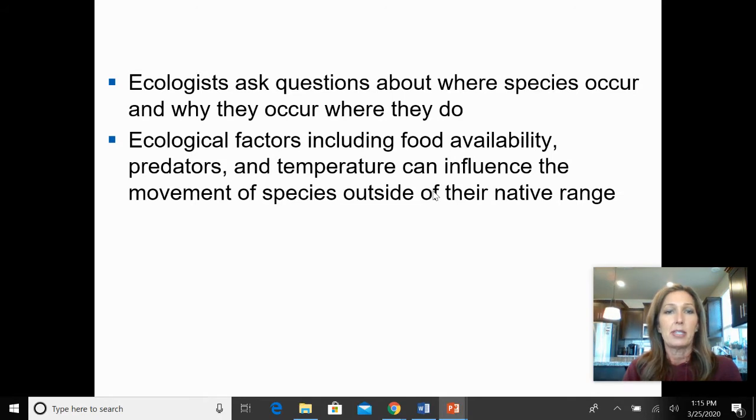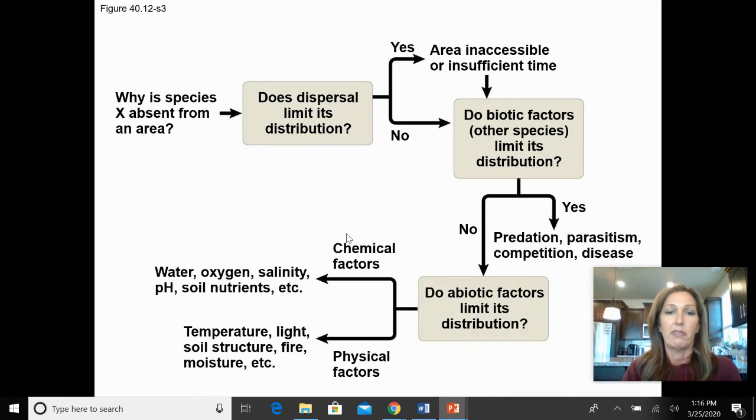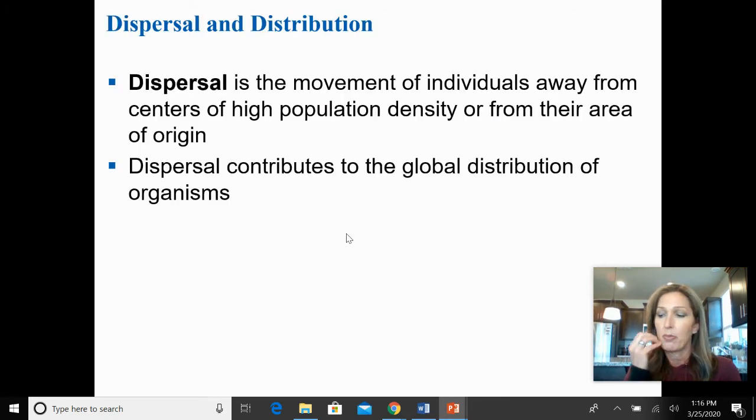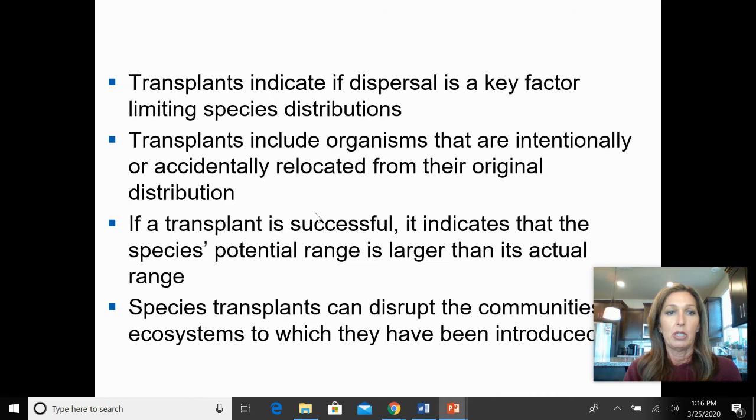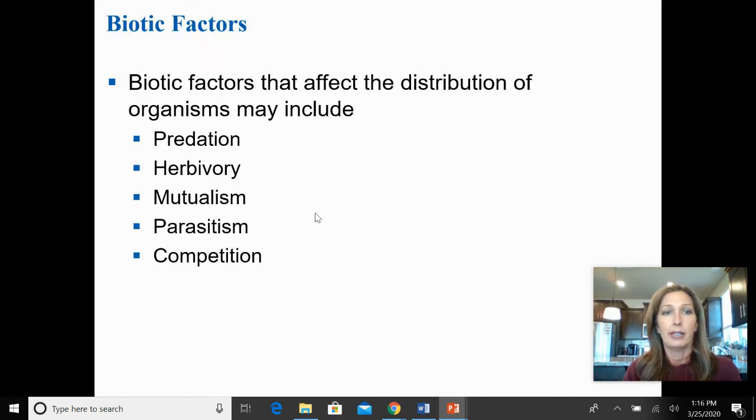So when we talk about distribution, what we're really addressing is where are those species found and why? Those factors could include food availability, predators, temperature. Those are all different factors that could influence that type of distribution. When we talk about dispersal, dispersal is the movement of individuals away from that. So with that dispersal, where do they go? That is what we're looking at.